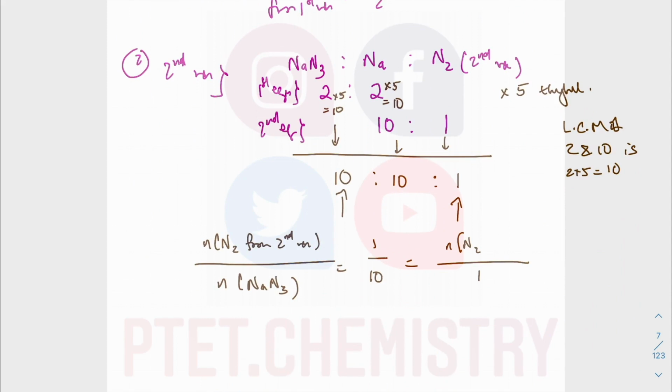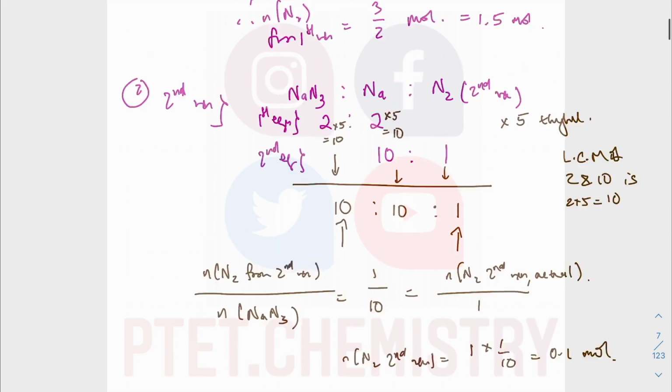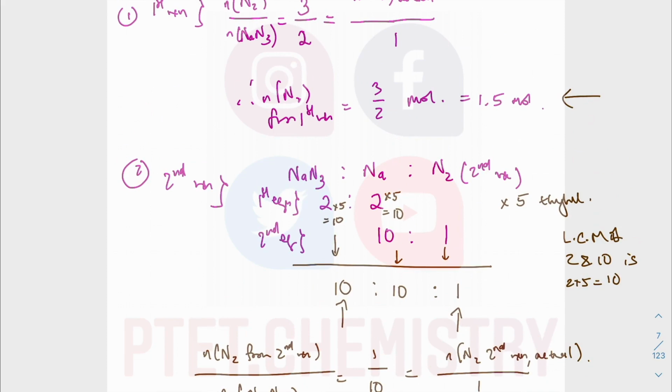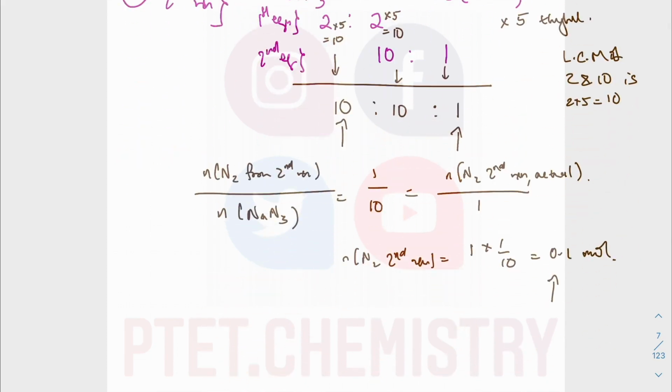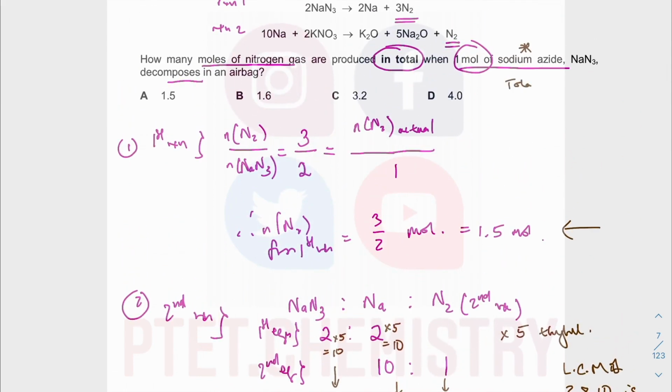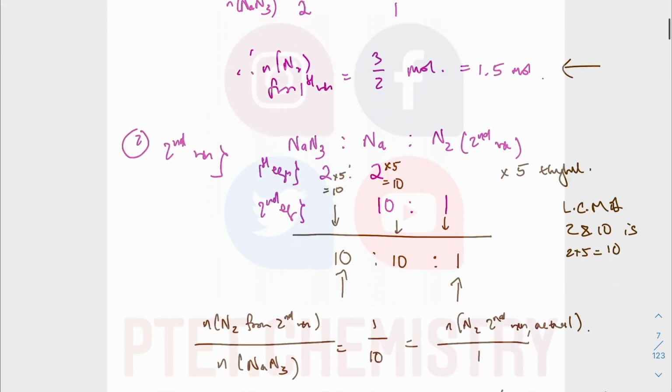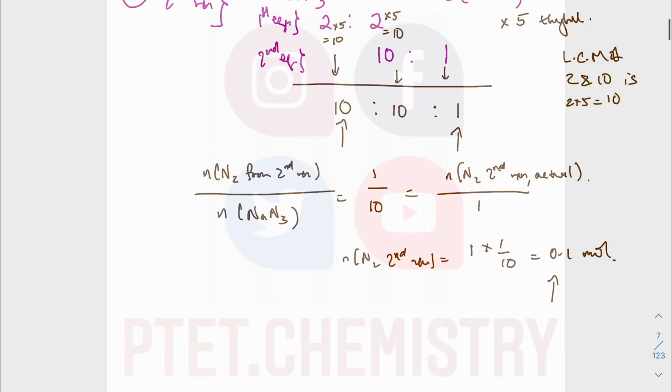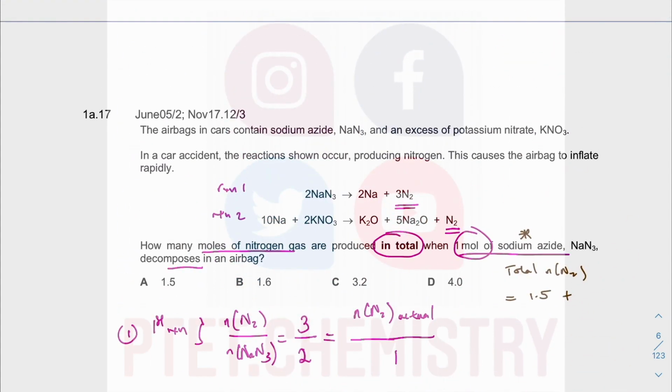So the mole of N2 in the second reaction, actual, is going to be 1 times 1 over 10, which is 0.1 mole. You produce 1.5 mole earlier from the first reaction, and you further produce 0.1 mole from the second reaction. So altogether, total mole of N2 is going to be 1.5 mole from the first reaction, 0.1 mole from the second reaction. So 1.5 plus 0.1 mole, which is 1.6 mole.